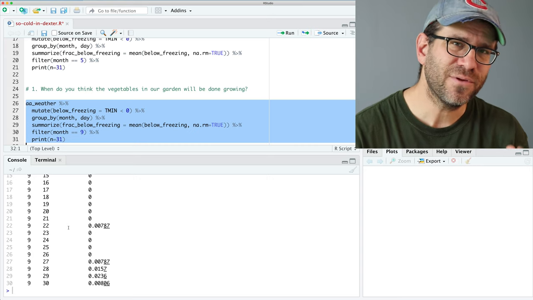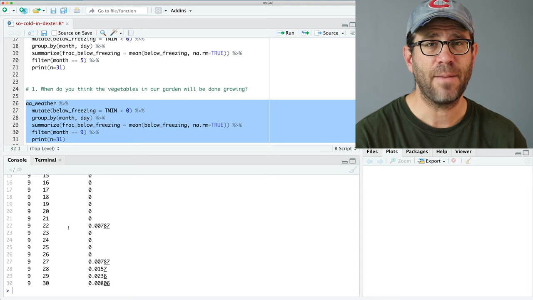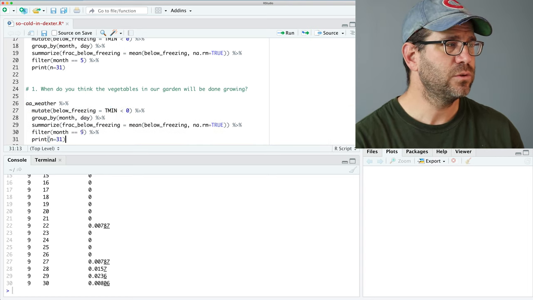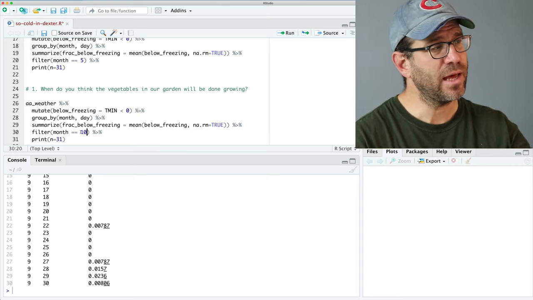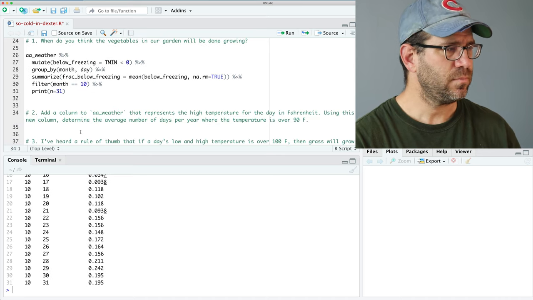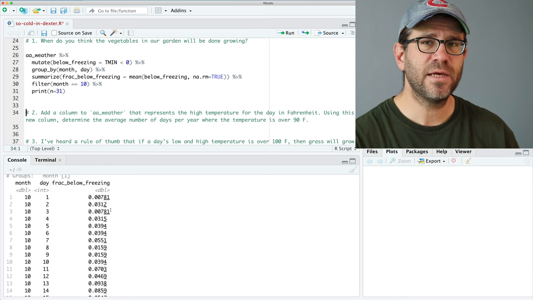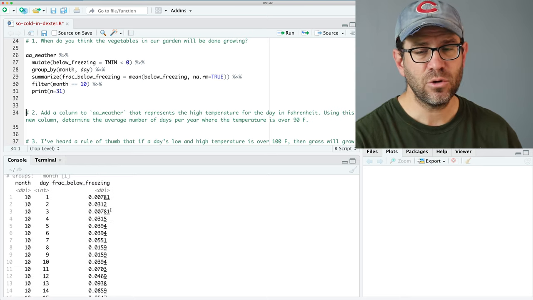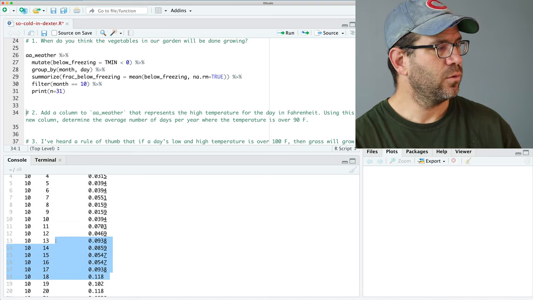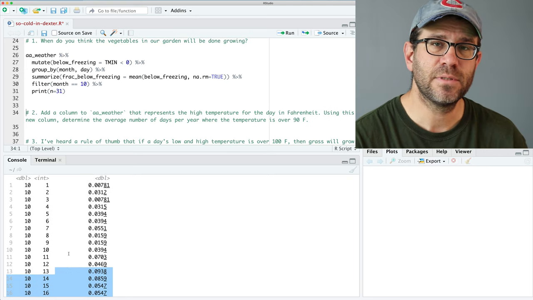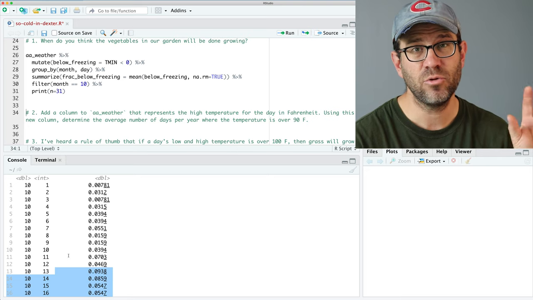Now, if I want to be confident that there won't be any more growth, then maybe I want to look more at like a 90% chance of a frost having happened. So I'm going to go ahead and now look into October. And again, we can look at October or any month we want by changing that month parameter. And so here we see, looking at the fraction of days below freezing for each day of October, that if we got around the 18th, then we're kind of getting to the point where there's been about a 90% chance of a frost, a cumulative chance.